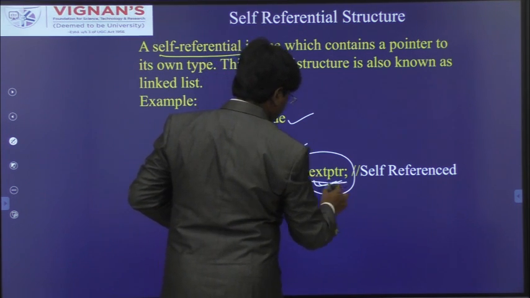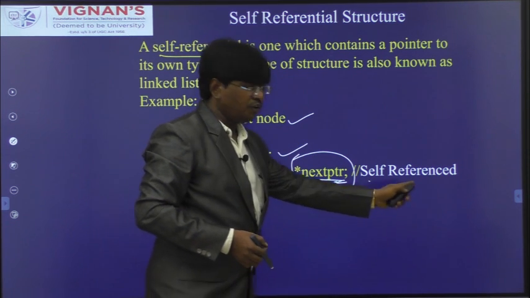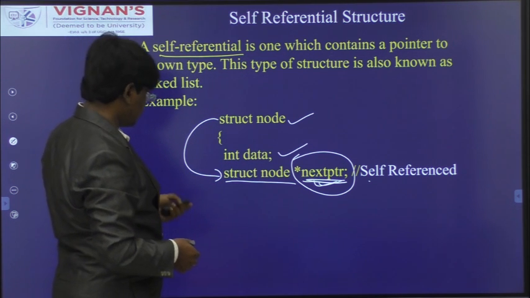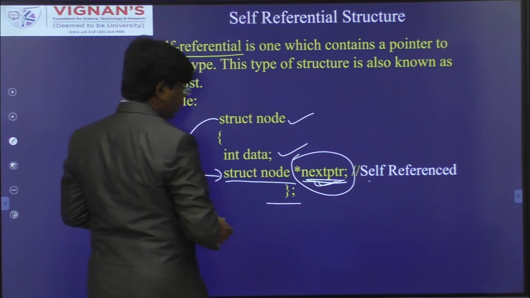Here the pointer name is next PTR. Okay, so this is the statement, the structure is self-referencing here. In this way we have to declare a self-referential structure, and I am going to convey it with an example program. We have to end with a semicolon.